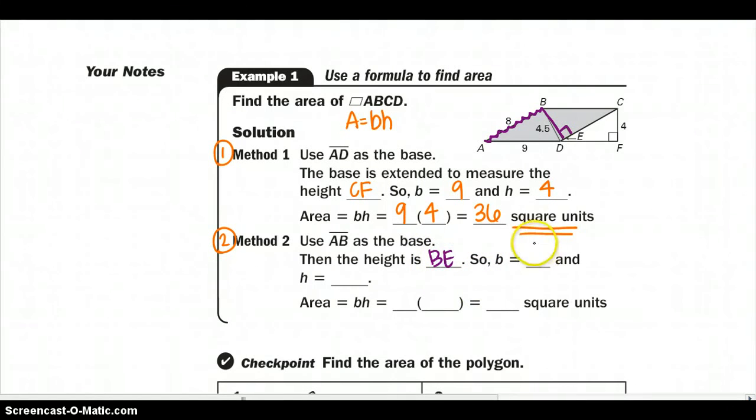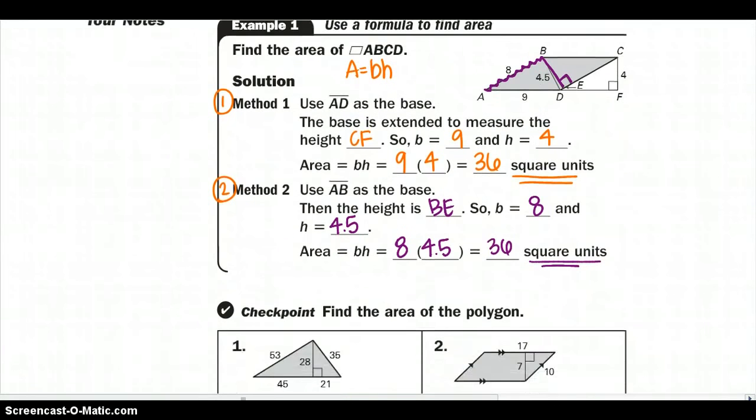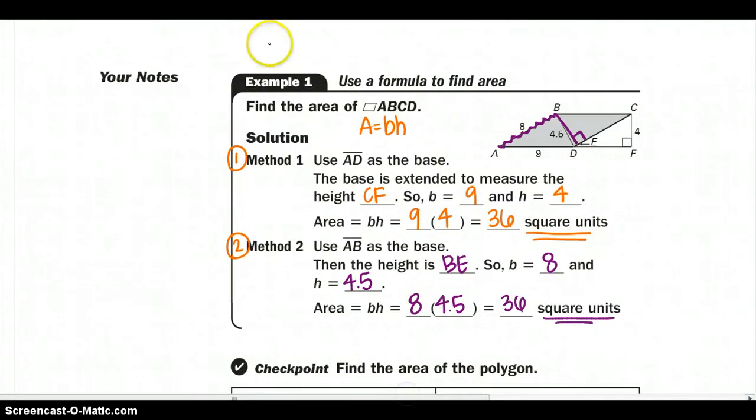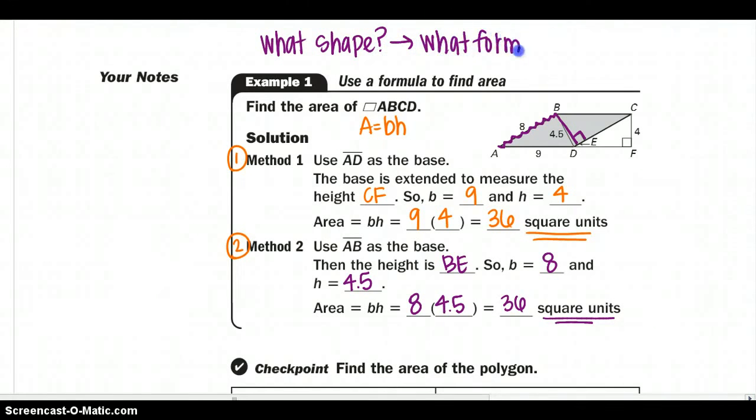So the base will be 8 and my height will be 4.5. So I'll just plug those back into my equation, and again I get 36 square units. Alright, again, if you need to slow it down or stop, please feel free to do so. Again, I want you to ask yourself, what shape do I have? And then what formula do I need to use for each one?